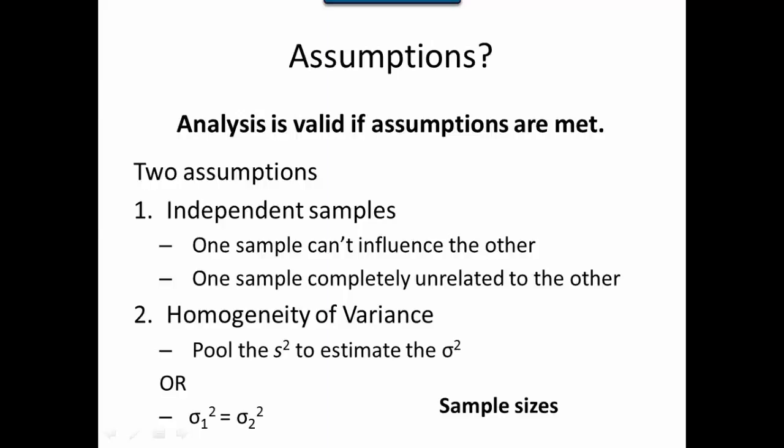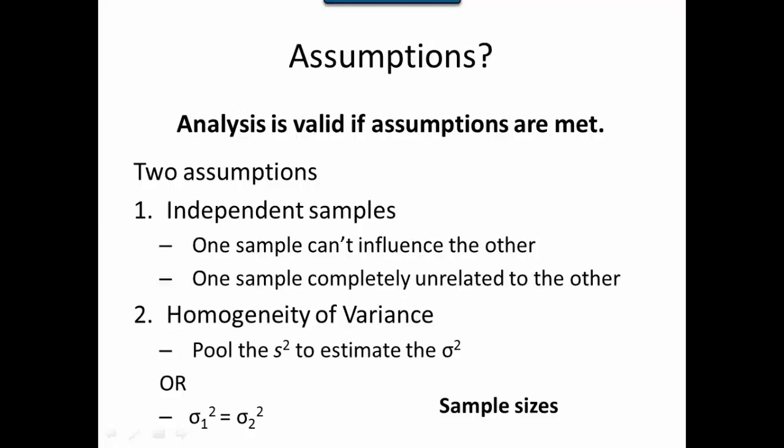The other assumption we have to meet is that there is homogeneity of variance. Remember that variance is measuring the distance between each score and basically the mean for that group of scores. How much do the scores vary around the mean? When we do this test, we're actually going to pool the variance from both groups to estimate the population variance. And so it's going to be really important that the variance be the same in both groups. And that's called homogeneity.